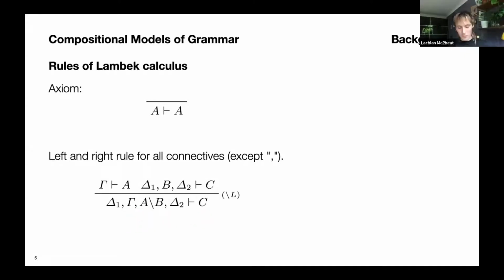And for the right rule, we have if A followed by gamma derives B, then gamma derives A under B. And this might sound like sort of syntactic word soup. It definitely did to me when I started this project. But in the categorical semantics, this becomes a lot clearer to understand. I'll show you what the right rule looks like later.